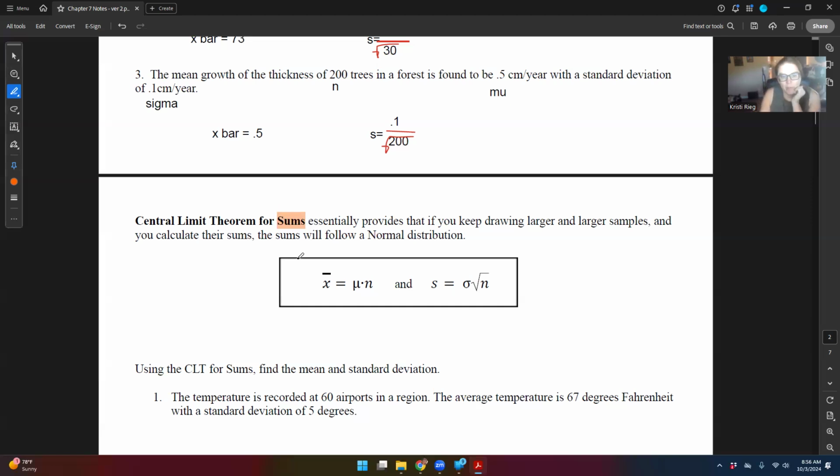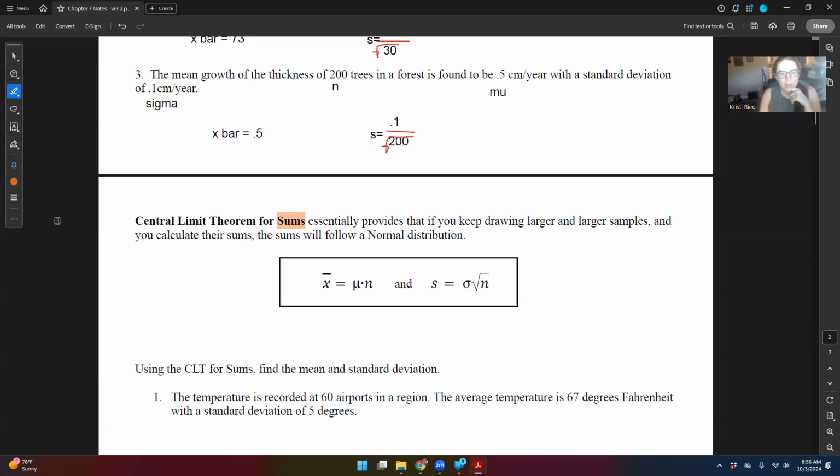So the central limit theorem for sums is going to be this formula. So x bar is mu times n. It's no longer mu. It's mu times n. And S, our standard deviation for the central limit theorem for sums, is going to be sigma times the square root of n. And so we have no longer division. That's what I'm trying to say. This is multiplication, not division.